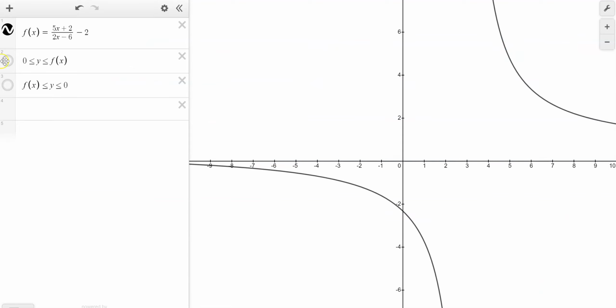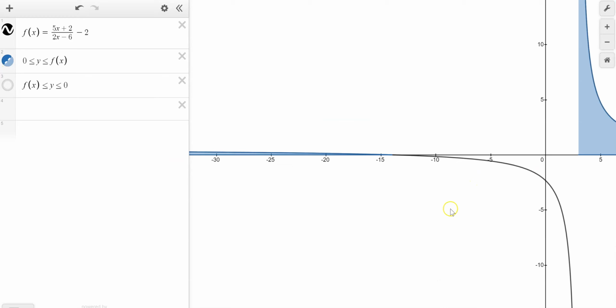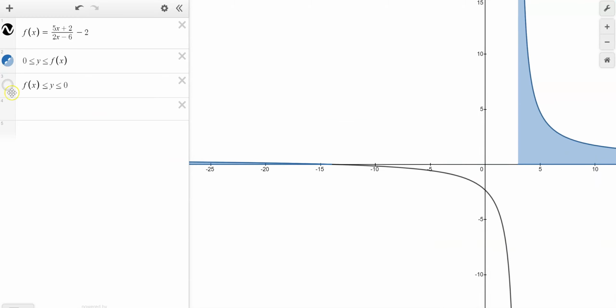Okay, so now back to our graph. So here is where it's greater than. The blue regions are greater than. And the red is when it's less. So we're going to be going from -infinity to -14. That's one region. And then also from 3 to infinity. But from -infinity to -14, this is a bracket if it's equal to it. But this will always be a parenthesis because this value is undefined here.